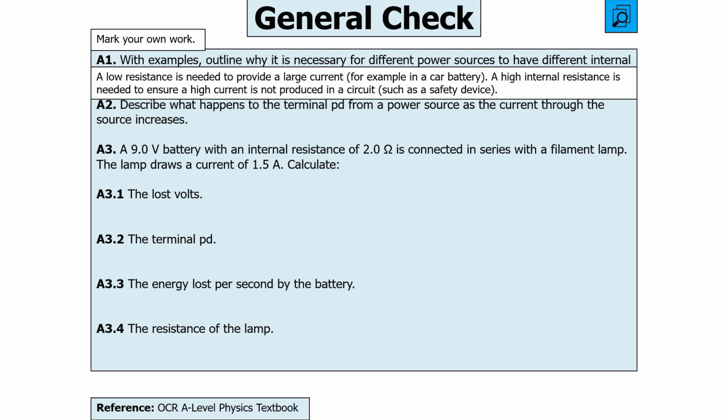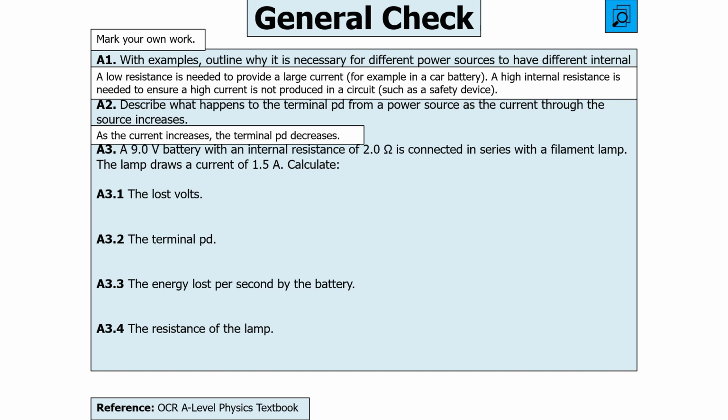Now we know that terminal PD is equal to EMF minus lost volts. EMF stays fixed, but the lost volts can be calculated by the current times by the internal resistance. So as the internal resistance is a fixed value, when current increases, the lost volts will increase, so therefore the terminal PD will decrease because there's a greater proportion of the EMF being lost as those lost volts.